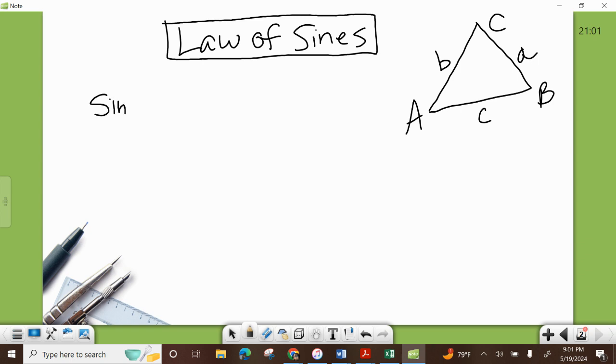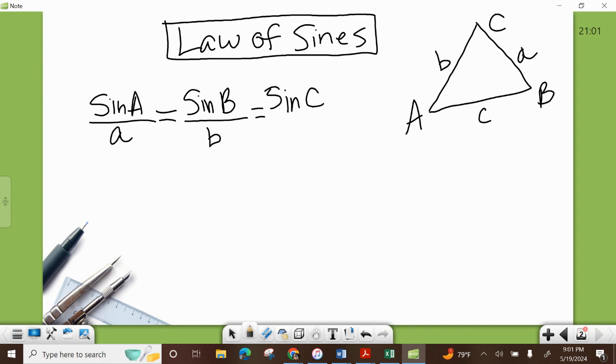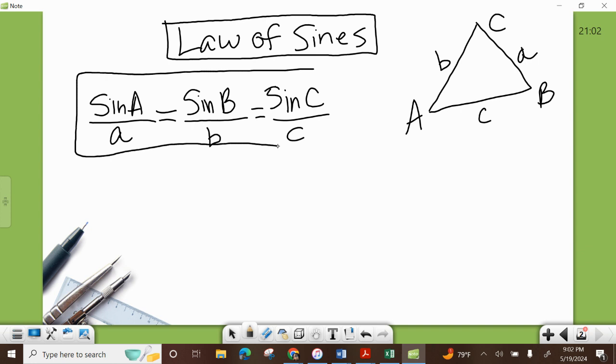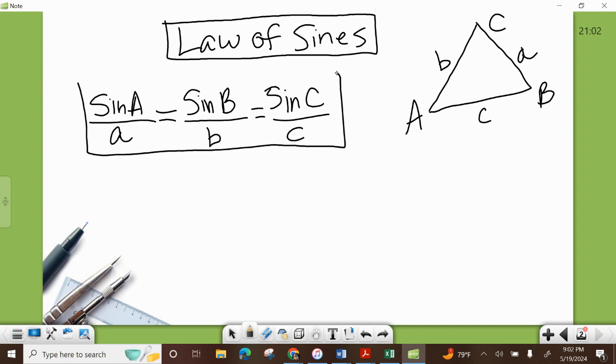It says that the sine of angle A divided by the length of side A should give you the same ratio as the sine of angle B divided by the length of side B, which in turn should also give you the same ratio as the sine of angle C divided by the length of side C. So what you want to do when you use the law of sines is you need to have three and solve for the fourth. You're not going to have this big equation with three terms. You're going to pick two only, because an equation is going to be like setting up a proportion.